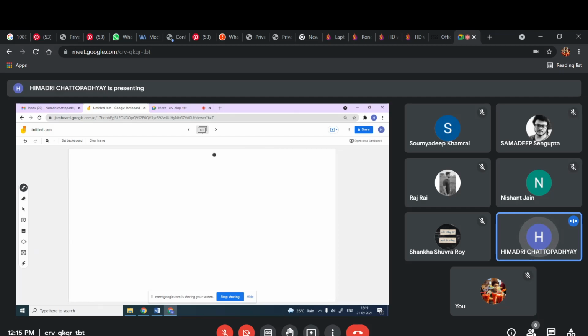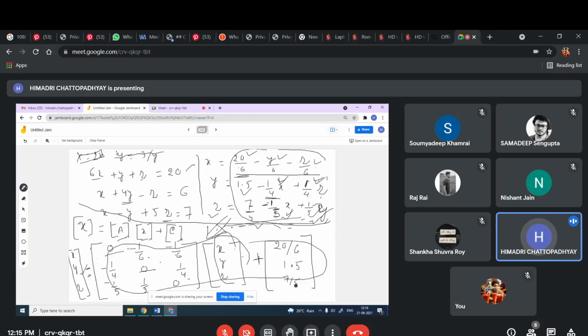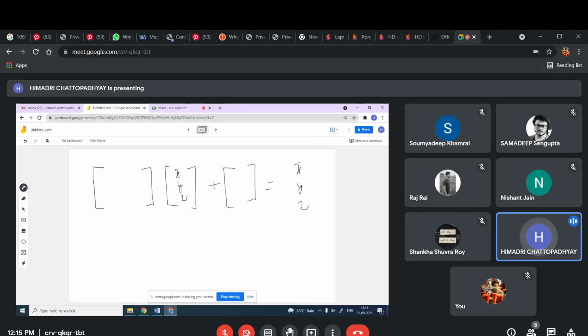So that means what we have got. We have got this system: XYZ plus some number is equal to XYZ. We have written it in the manner that XYZ is equal to some matrix into XYZ plus some number. So this number is 20/6, 1.5, 7.5. The first 0 was here, 0 was here, 0 here. There was some value here, some value here, some value here.